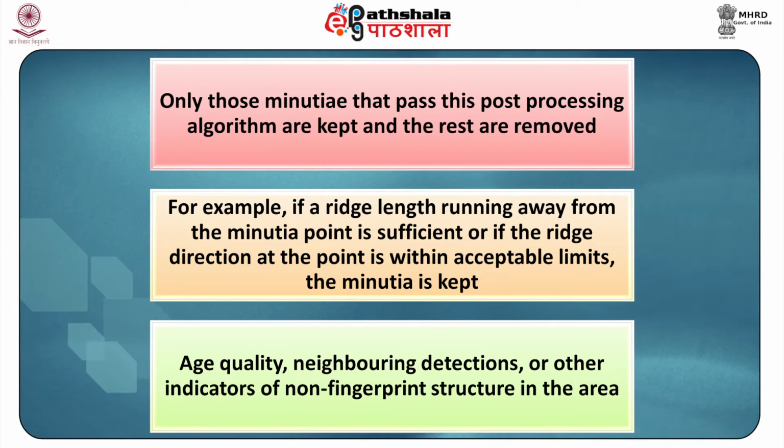Other checks include image quality, neighboring detections, or other indications of non-fingerprint structure in the area. Further, the image can be inverted in grayscale, converting white to black and black to white. Reprocessing of this inverted image should yield minutiae endings in place of bifurcations and vice versa, allowing a validity check on the previously detected minutiae. The final detected minutiae are those that meet all the validity checks.